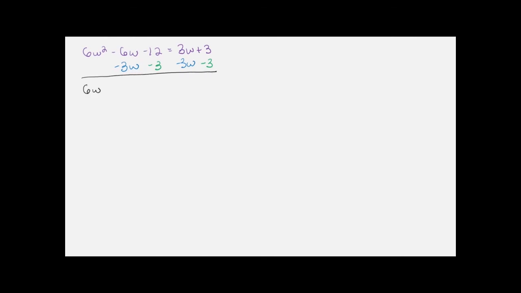So this gives us 6w squared. Then I have negative 6 minus 3, so that's negative 9w. Negative 12 minus 3 is negative 15. This equals 0. So now we have a quadratic equation, set equal to 0, so now we can solve this.